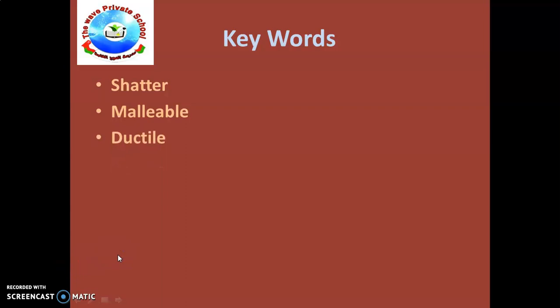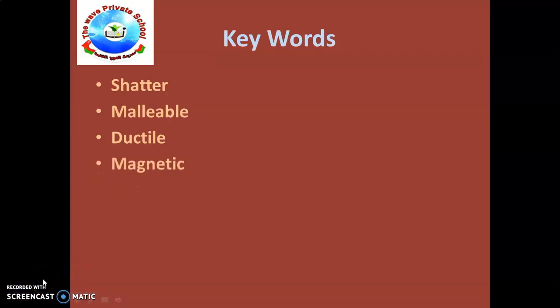The next one is ductile. The word ductile means that the materials can be drawn out into wires. Ductile means drawn out into wires.